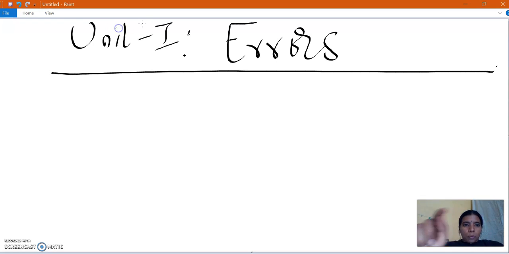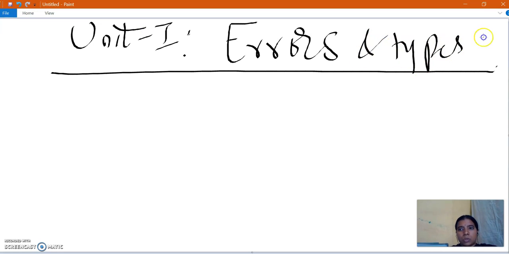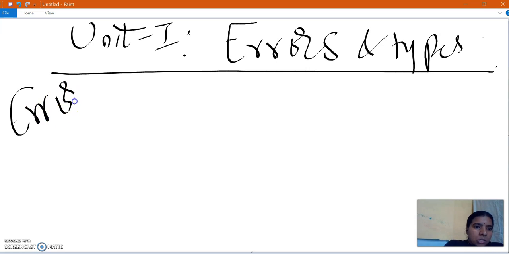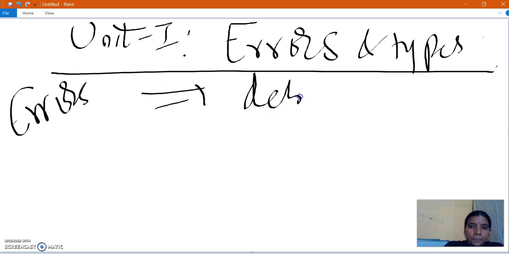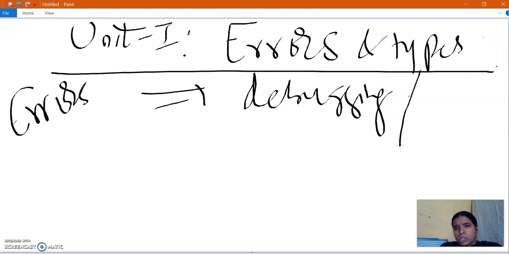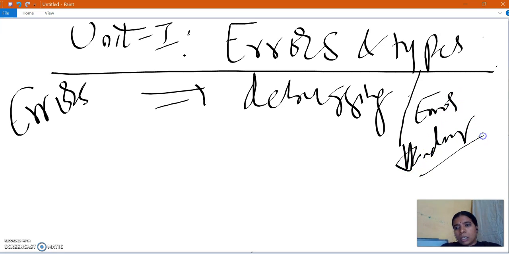We will be discussing a topic from Unit 1, which is errors and its types, of course. So first of all, let us start by taking into account the structure of a C program or the steps involved in program development. In the process of developing any program, there's one phase where we need to handle something called errors or bugs. There's a phase called debugging, which deals with errors and handling errors. So basically today's topic is all about handling errors.